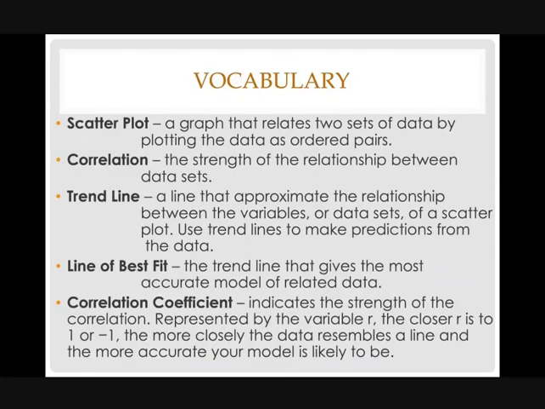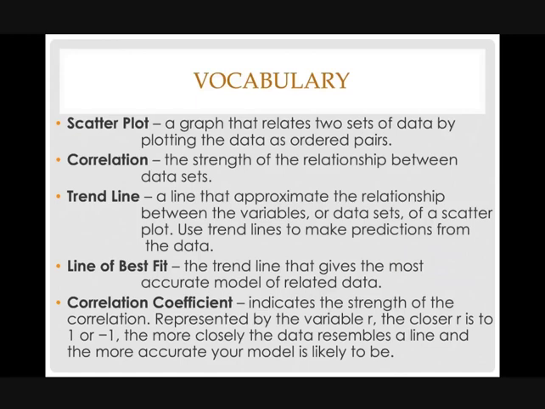So here's some vocabulary. Scatterplot: a graph that relates two sets of data by plotting the data as ordered pairs. Correlation: the strength of the relationship between data sets. Trend line: a line that approximates the relationship between the variables or data sets of a scatter plot. Use trend lines to make predictions about the data. Line of best fit: the trend line that gives the most accurate model of related data.